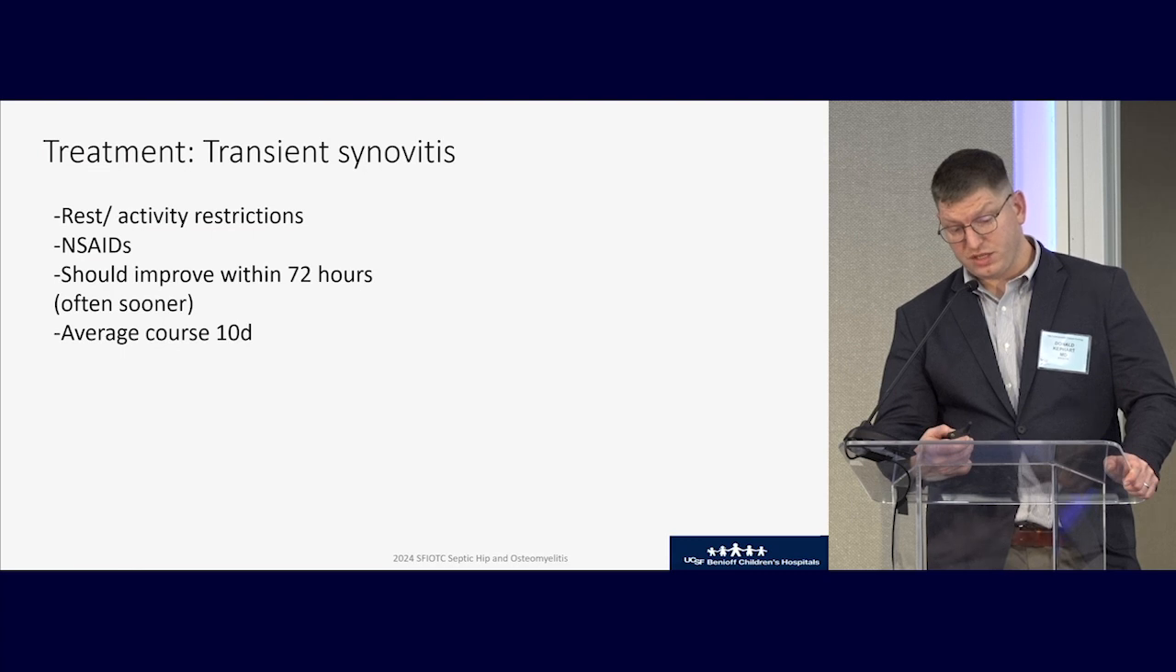For children with transient synovitis, the treatment is rest and activity restrictions, treatment with non-steroidal anti-inflammatories. They should improve within 48 to 72 hours, often sooner, perhaps if they're given IV Toradol, and the average course would be 10 days. But it's important to check in with them and make sure they're improving. If they're not improving, you need to reopen your suspicion for septic arthritis.